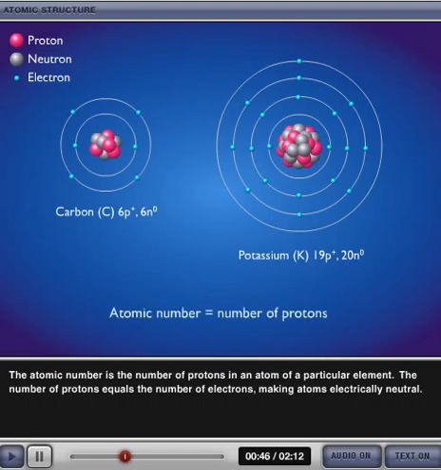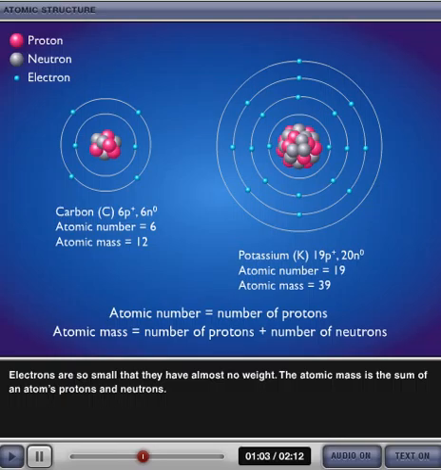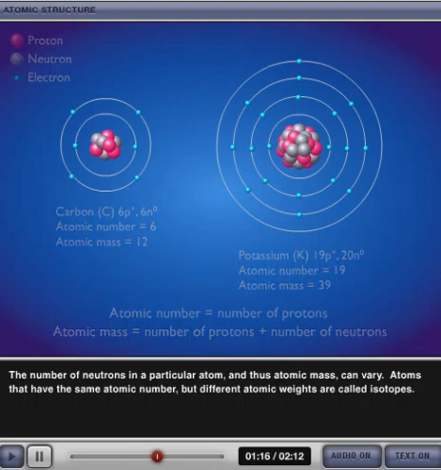The atomic number is the number of protons in an atom of a particular element. The number of protons equals the number of electrons, making atoms electrically neutral. Electrons are so small that they have almost no weight. The atomic mass is the sum of an atom's protons and neutrons. The number of neutrons in a particular atom, and thus atomic mass, can vary. Atoms that have the same atomic number but different atomic weights are called isotopes.